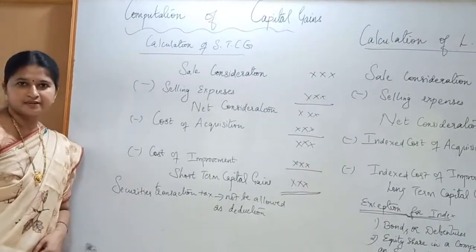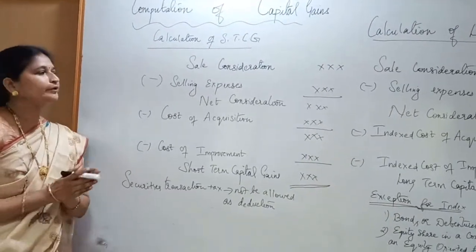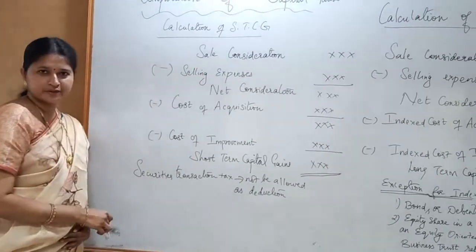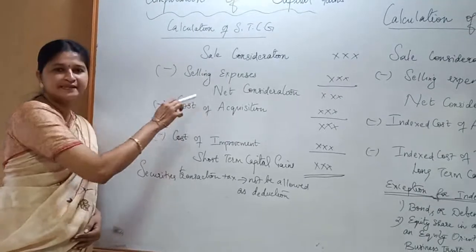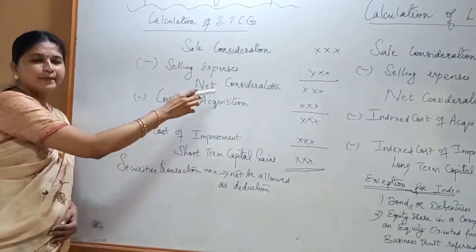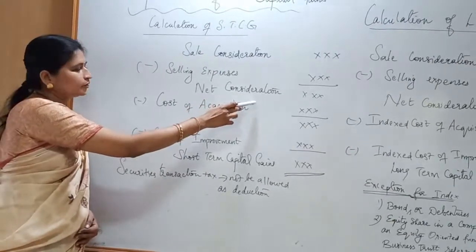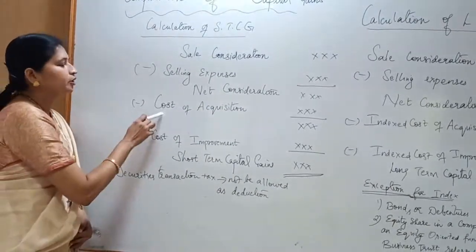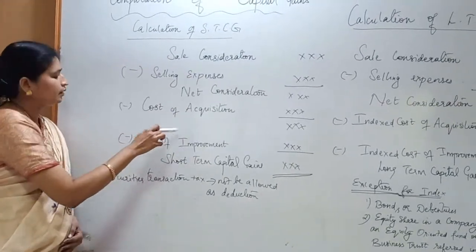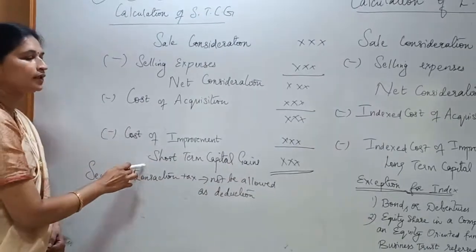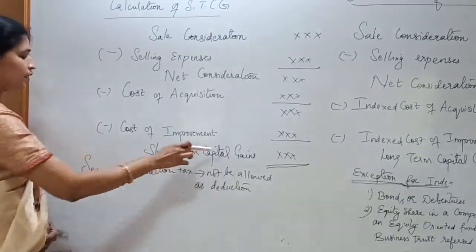Short-term capital gain. First, take the full value of sale consideration. From the sale consideration, deduct selling expenses like brokerage or any other transfer expenses. The balance is net consideration. From the net consideration, we should deduct the cost of acquisition and the cost of improvement. The balance will be short-term capital gain.